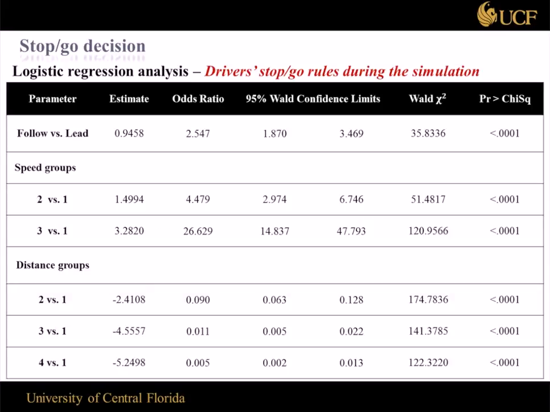A logistic regression analysis was conducted in order to analyze driver stop-go decision, and from this result, we found 3 variables have a significant impact on driver stop-go decision. These are lead or follow position, speed, and distance. And from this result, we found that if a vehicle is at follow position or has higher speed or shorter distance to the intersection, he or she is more prone to choose go during the yellow phase.